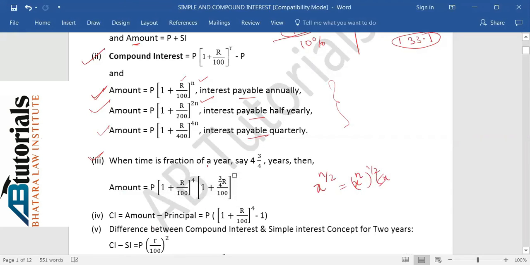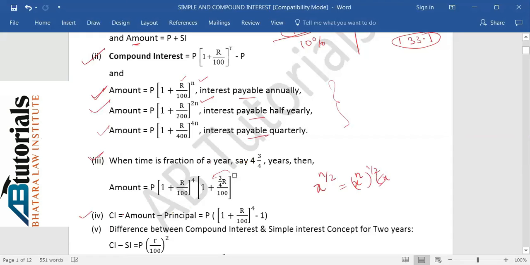When a time is in the fraction of a year, say 4 3 by 4, we'll be writing it as P (1 plus R by 100) to the power 4 and then (1 plus 3 by 4 of R by 100). This 3 by 4 will come inside. So we'll be looking at this afterward while solving the question, so that formula will be clear to you.